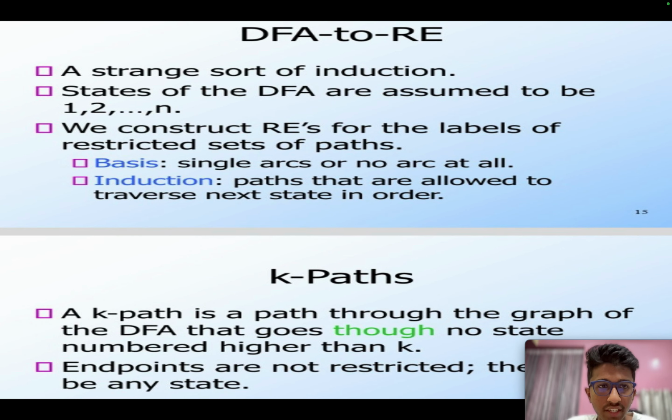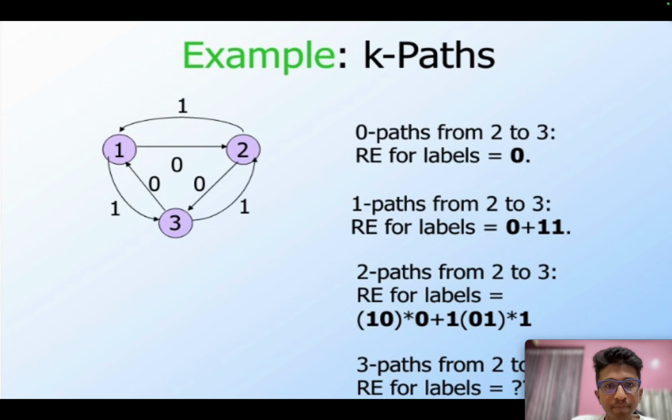DFA to regular expression. The states of the DFA are assumed to be 1, 2 up to n. We construct a regular expression for the labels of the restricted paths. Then we have the k-path. A k-path is a path through the graph where the DFA goes through no state with a number higher than k. For example, 2 power k is the number of times it iterates through the same node.